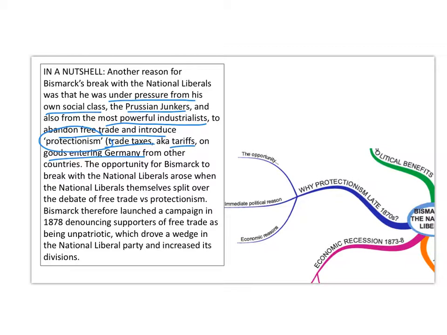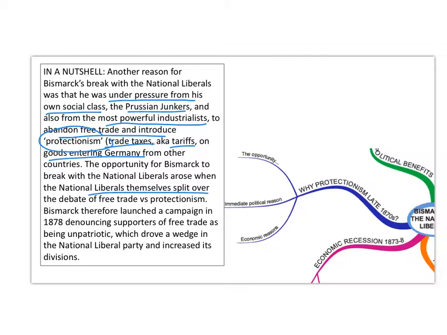So the opportunity for Bismarck to break with the National Liberals arose when the National Liberals themselves split. There was a rift within the National Liberals. You've got to imagine the National Liberals are a political party. They've been voted for by the middle classes. Up until the mid-1870s, they were all together. They all believed in free trade. Now, all of a sudden, they started arguing amongst themselves. Some of them strongly believed we want protectionism. Others strongly wanted to stay with free trade.